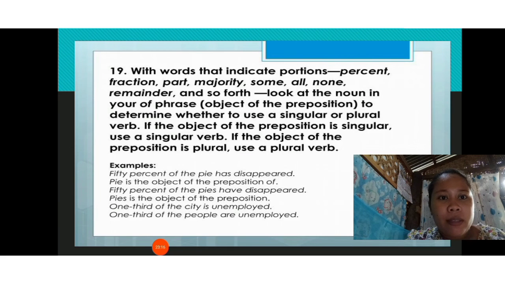Another, 1/3 of the city is unemployed. The object of the preposition of is the city, so we use the singular form of the verb is. Another example, 1/3 of the people are unemployed. We use the plural form of the verb are, because our object of the preposition here is the people. People is plural because the singular form of the word is person. That's why we use the plural form of the verb are.